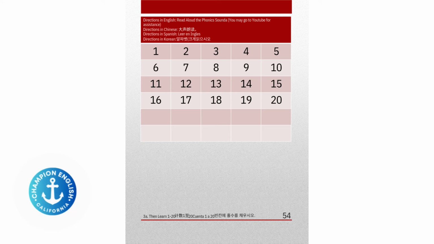Okay, students, we will now do our counting from 1 to 20. And we're going to start at the very top row in the corner with 1, 2, 3, 4, 5.